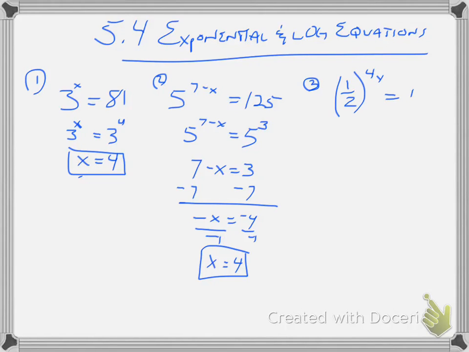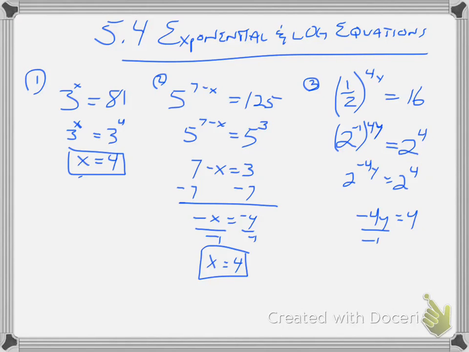So here's one more. 1/2 raised to the 4y is equal to 16. Well, I can get 16 to be 2 raised to the 4th. And 1/2 is really just 2 raised to the negative 1. So then that's going to be 2 raised to the negative 4y is equal to 2 raised to the 4. So now I can say that negative 4y is equal to 4, divide by negative 4, and y is equal to negative 1.